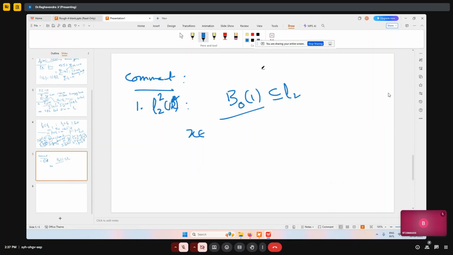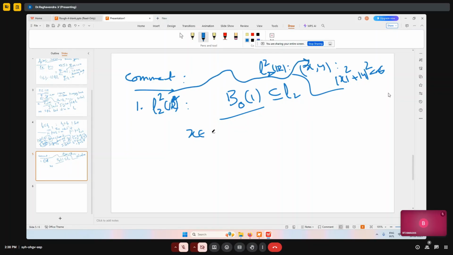L22 means set of all ordered pairs such that mod x squared plus mod y squared is 1. Euclid is there. So you take this 2 meant for 2 coordinates, okay? You can do this for L and R. So this is the sphere of radius 1. How does it look like? It looks like a disk, right?